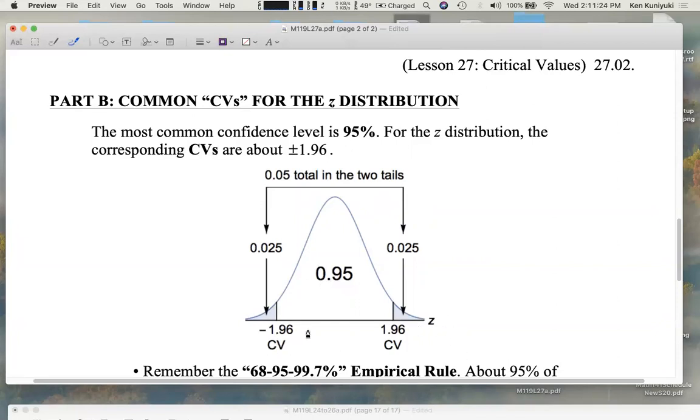So what are these critical values that will trap 95% or 0.95 probability mass in the middle and a total of 5%, 0.05, symmetrically in the two tails? Remember, it's 5% or 0.05 total in the two tails. For each individual tail probability, you cut in half. So it's 2.5% or 0.025 in the left tail and 0.025 in the right tail.